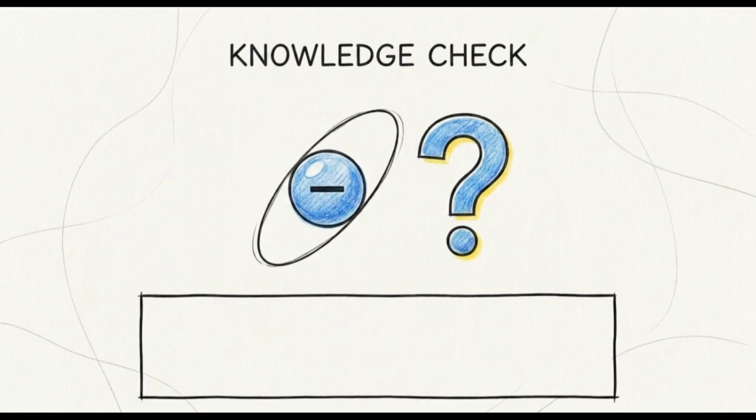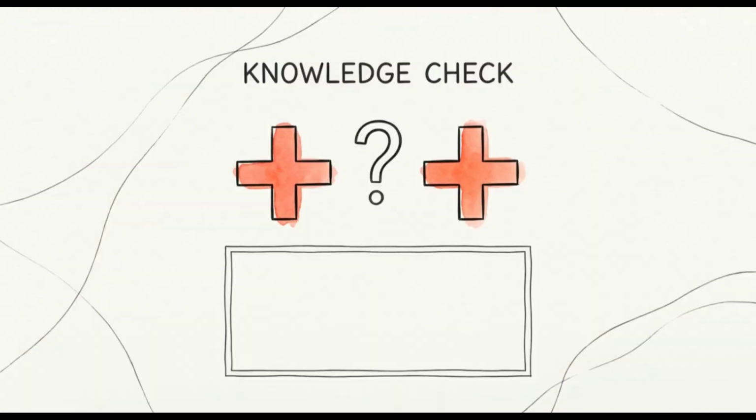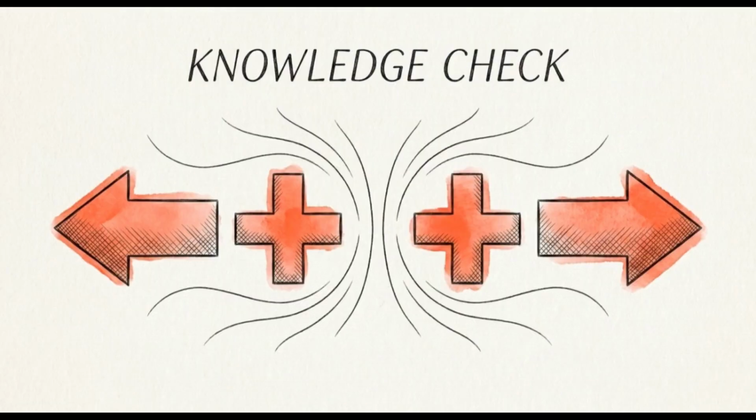Now for a quick check. What type of charge does an electron have? The charge of an electron is negative. How do two positively charged objects behave when brought close together? Two positive objects will always repel each other.